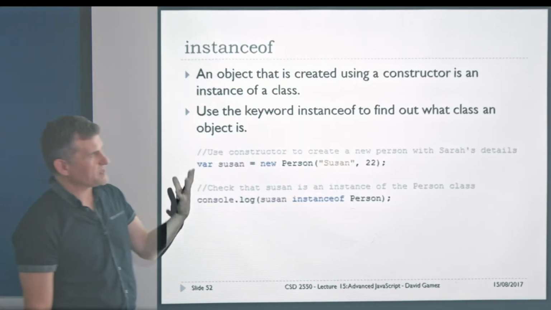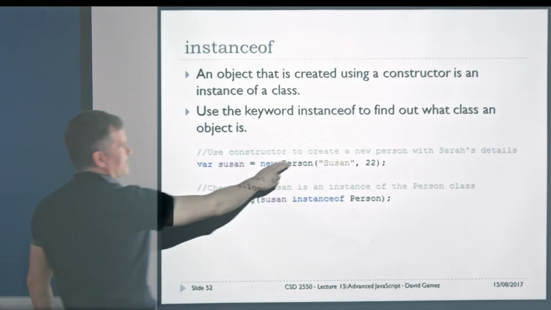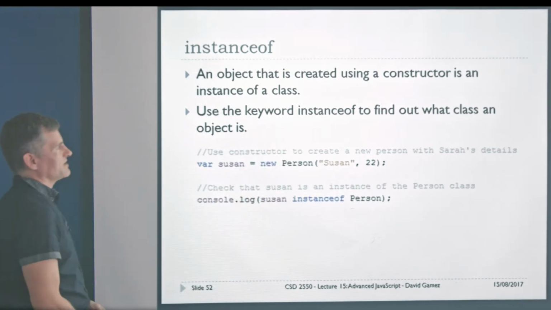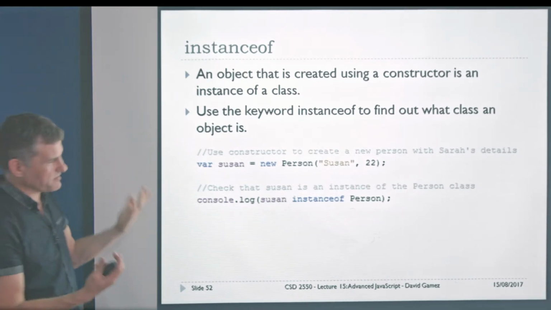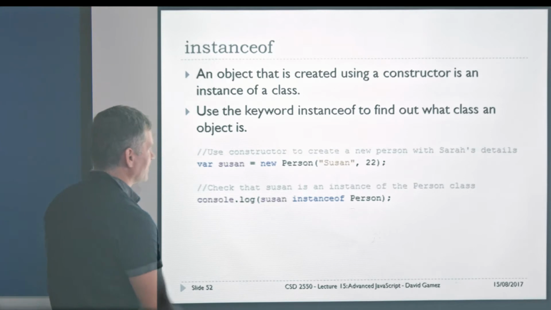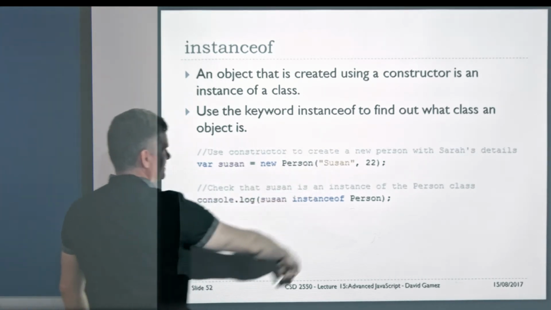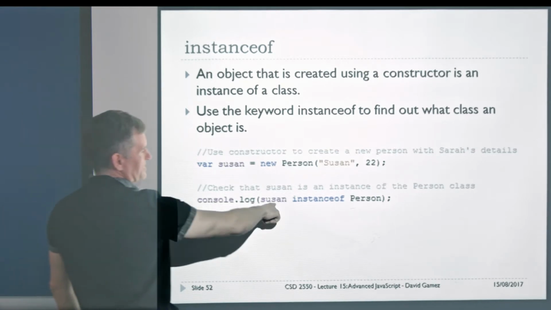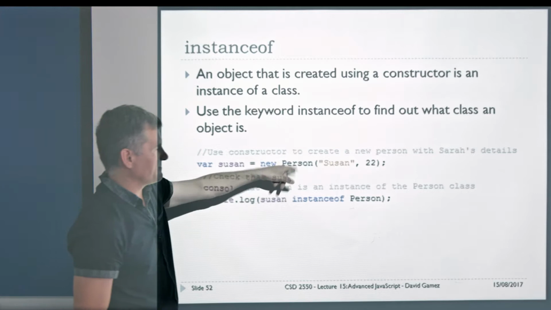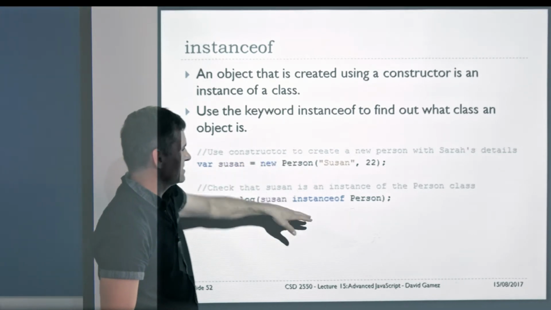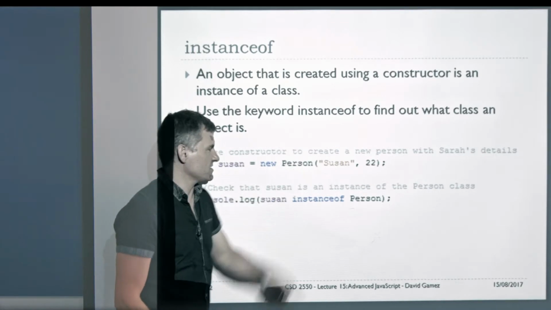Now, once you've built an object with a constructor, it becomes an instance of a class, and the class in this case is the name of the function that's used to create it. So if we want to find out what class an object is, which might be useful sometimes if you're doing really complex code, then, for example, here we've got Susan created with the person class, and this is checking to see if Susan is an instance of the person class. Person is the name of the constructor function. So in this case, this will return true because Susan was created with the person constructor.